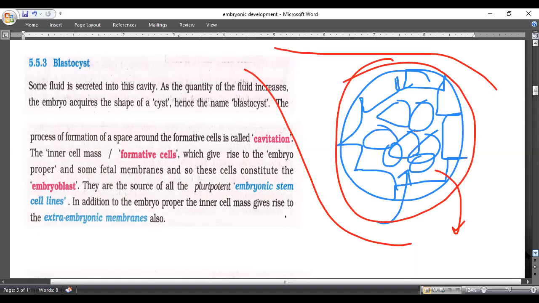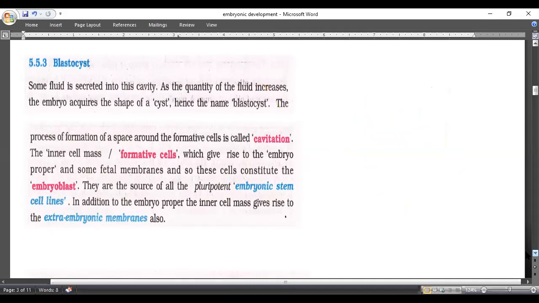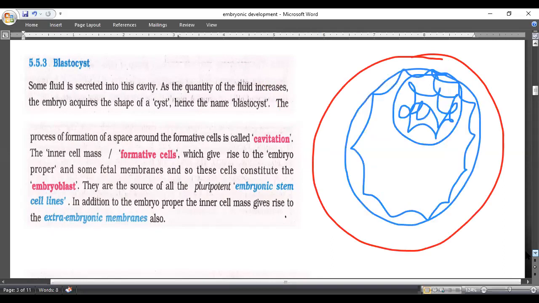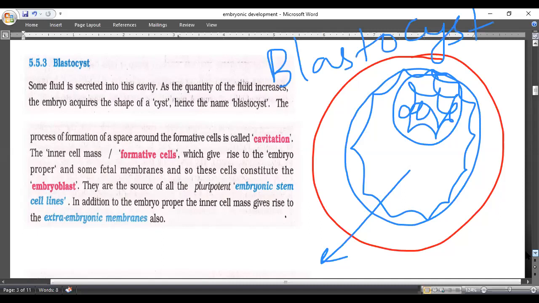A small cavity, a small crevice, appears, and the fluid is moving in. When the fluid moves in, what happens? A blastocyst appears. That means the trophectoderm or trophoblast is as usual, and the inner cell mass is pushed to one side. This is the blastocyst. So at this stage, we call it a blastocyst.